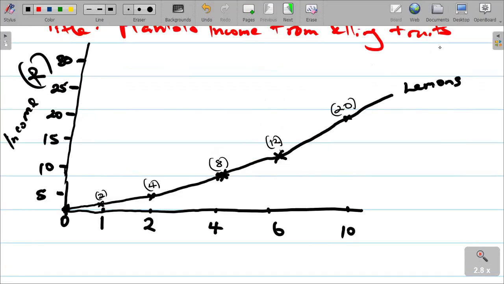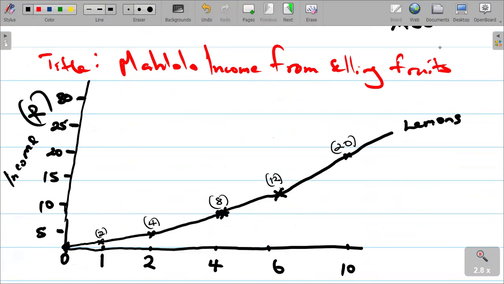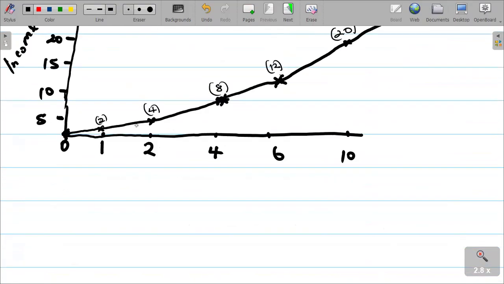And then I can do the apples. Apples, we said they are sold at 3 rand each. So when one is sold, it's going to be 3 rand, which can also be somewhere there. Let me just remove this one. If 1 is sold it is 3 rand. If there are 2, it is 6 rand.